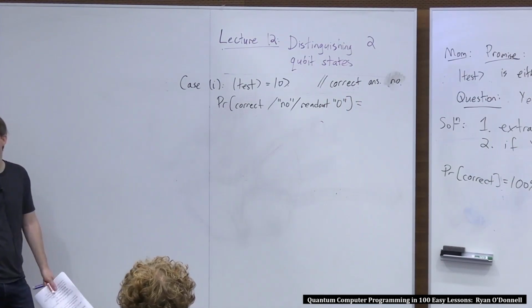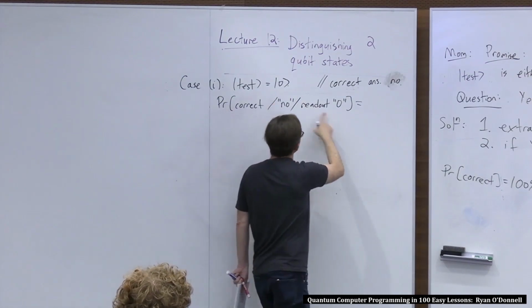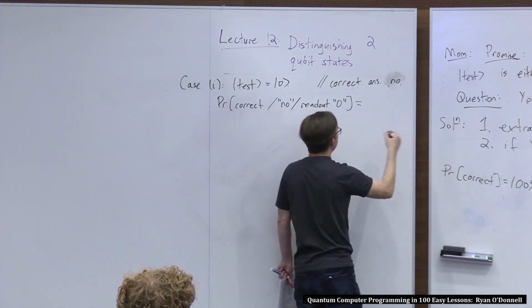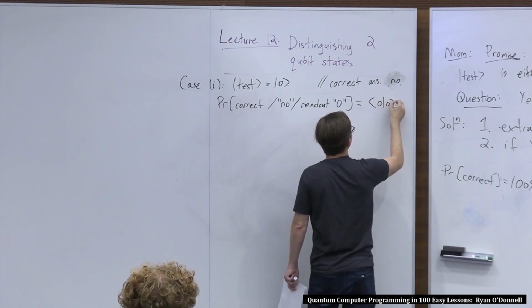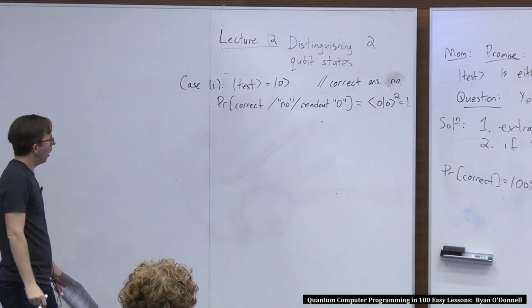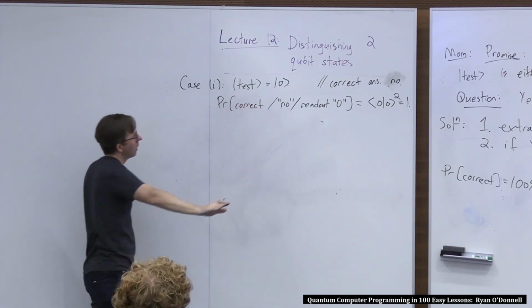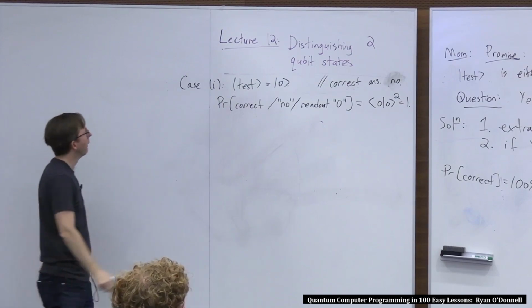Well, what is it? It's 1, yeah, it's 100%. You're measuring ket 0 in the basis of 0, 1, and what's the chance you get 0? It's 1. Okay, great. So if the test vector is truly ket 0, you get the 100% correct answer.